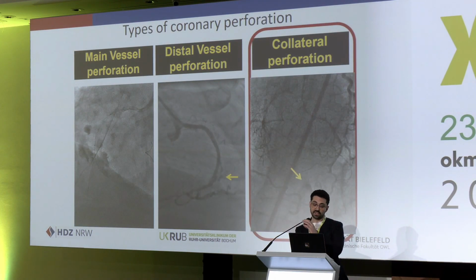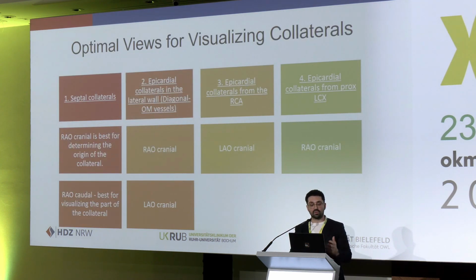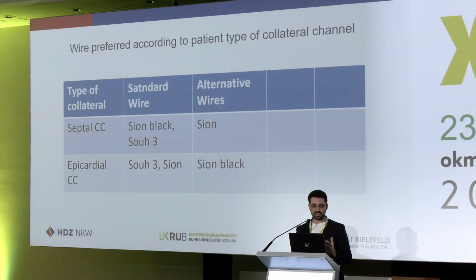Collateral perforations is also an issue, especially if you work retrograde. To avoid that, we have always to understand the collaterals, the collateral road. So we have always projections we do for septal collaterals, for example, or for epicardial collaterals, because we want to understand exactly the road of the collateral before we go with our wires. In septal collaterals, it's not that issue. Sometimes you can do just surfing, but especially for epicardial collateral, it's important.